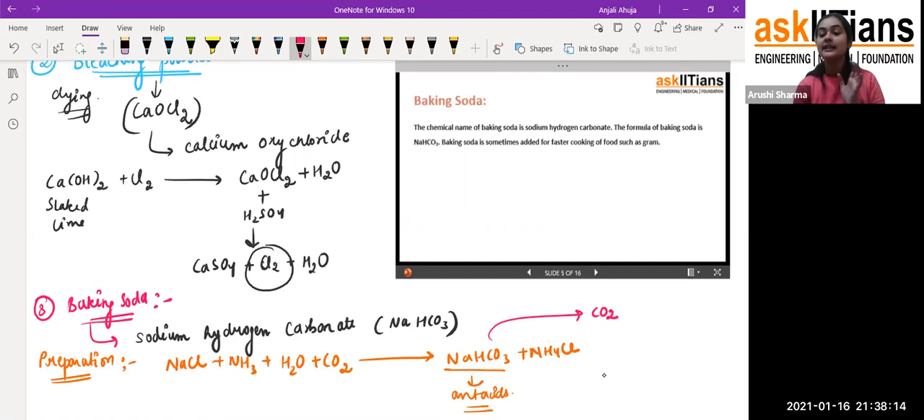Because, students, the fire extinguisher has a solution of NaHCO3 and H2SO4, that is sulfuric acid, and due to the reaction between these two we get carbon dioxide. So you can say that baking soda is also used in fire extinguishers so that we can control fire. So that's baking soda.